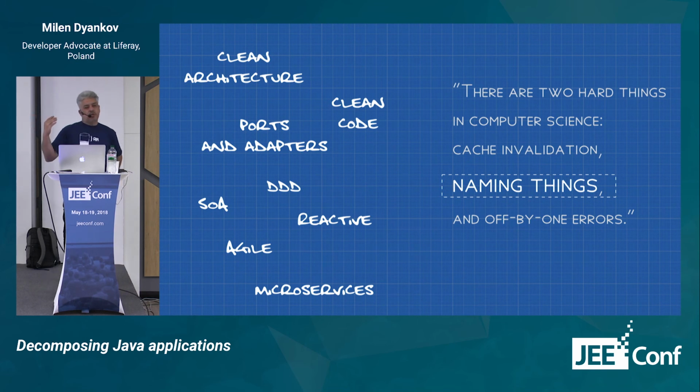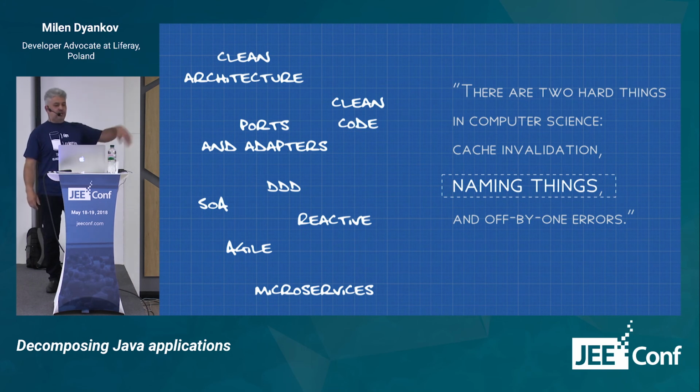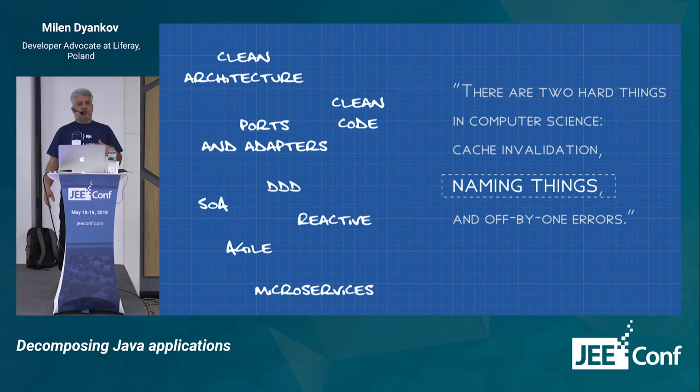And this is where my major problem is with the famous saying that there are two hard things in computer science: cache invalidation, naming things, and off-by-one errors. I particularly have an issue with naming things, because this is what we seem to be having these days. Some people get together and figure out a solution for a problem, and they coin a name for it. They call it clean architecture, DDD, reactive, whatever.